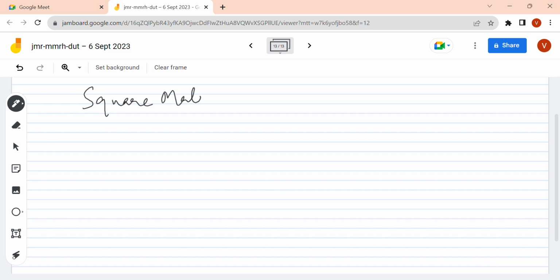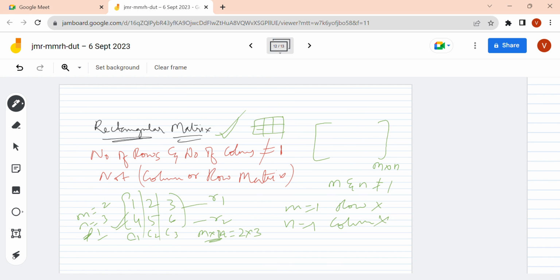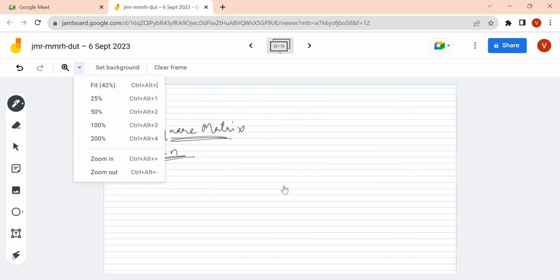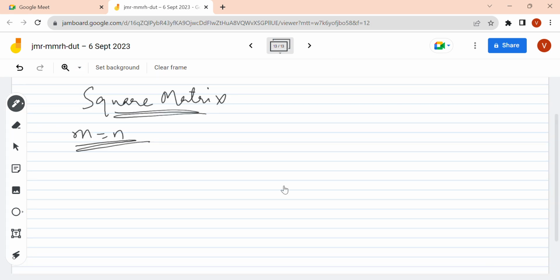Square matrix. I hope you would understand by this time what a square matrix is. It's nothing but m is equal to n. Here, in the previous slide, we can say m not equal to n, because if m equals n it becomes a square matrix, but if m is not equal to n it becomes a rectangular matrix. Got it? A square matrix is a type of rectangular matrix only. It's not a special kind.